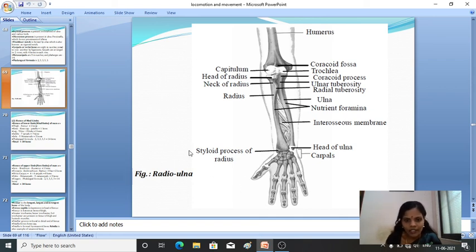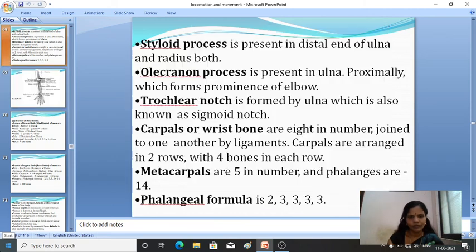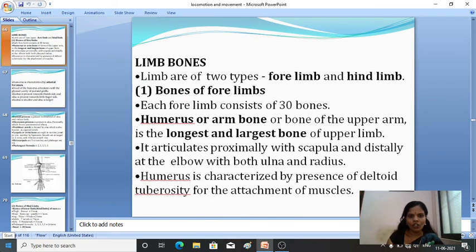Here you can see the styloid process of the radius. Here you can see the carpals, metacarpals, and these are the phalanges. Okay, hope the limb bones are clear. So the limb bones are generally made up of the humerus, the longest bone, which provides strength and attachment to the muscles. Okay.